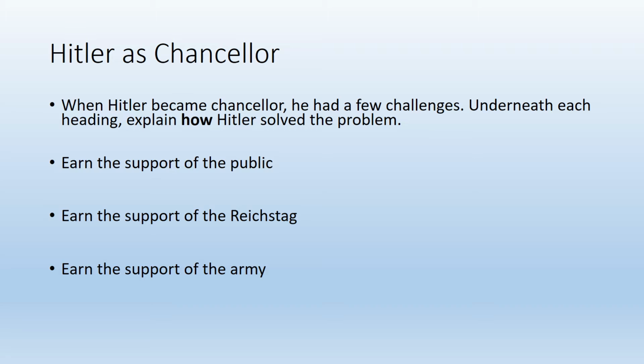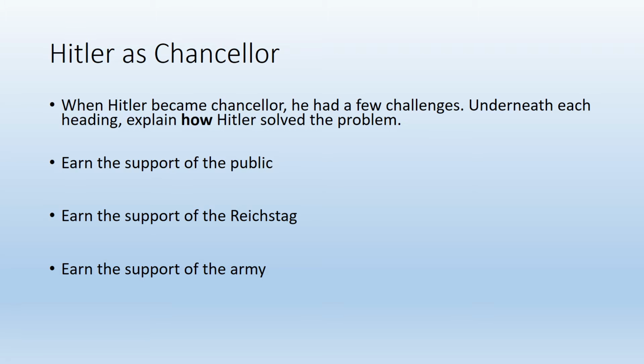So Hitler is Chancellor. He became Chancellor on the 30th of January 1933, but he had a few challenges. Now, underneath each heading, we need to figure out how Hitler would solve the particular problem. And the first big problem he's going to face is having support from the general public. We know that not everybody liked Hitler. Most people did, but not everyone.